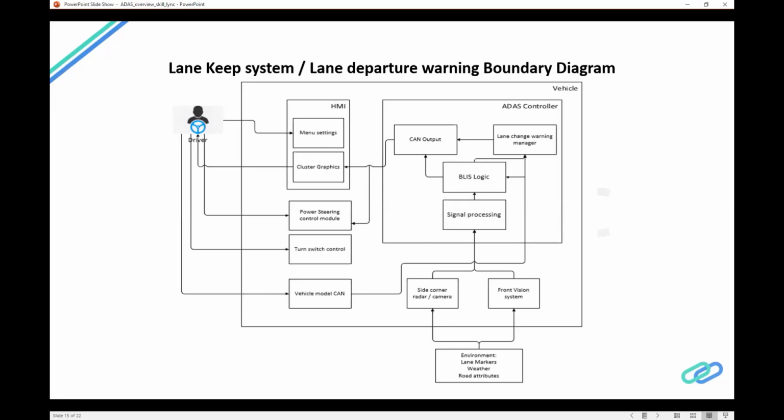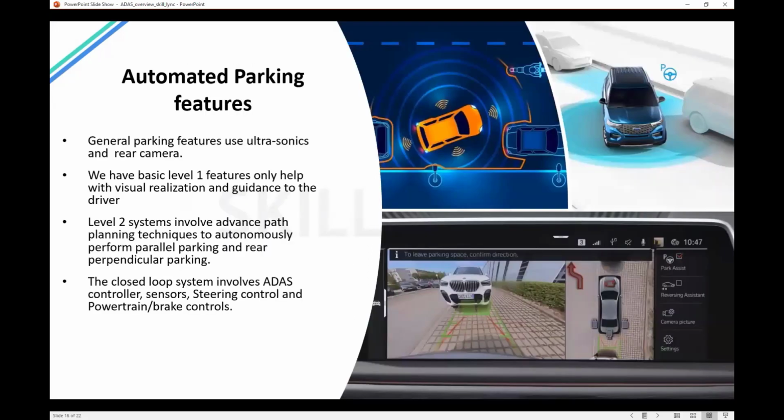So moving forward, the next feature is automated parking. Now, automated parking is a whole other segment of features. There are many different types of features out there, but mostly they are related to parking. There are two types of feature. First is the level 1 feature, which is very little automation, typically visual guidance.